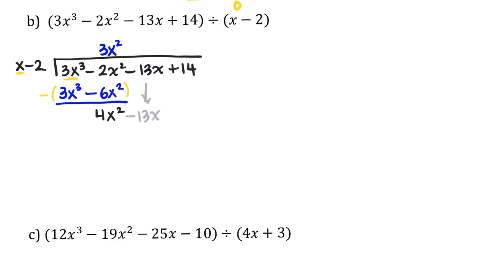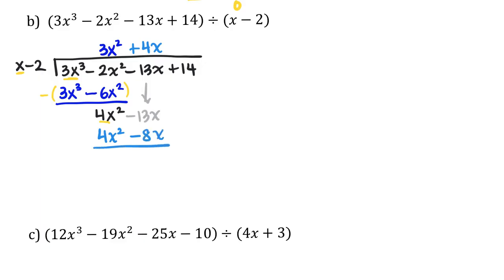Then we're going to repeat it again. I'm only looking at the first term. So x times what gives me 4x squared? 4x. Take the 4x, multiply it by x minus 2. 4x times x is 4x squared. 4x times negative 2 is negative 8x.